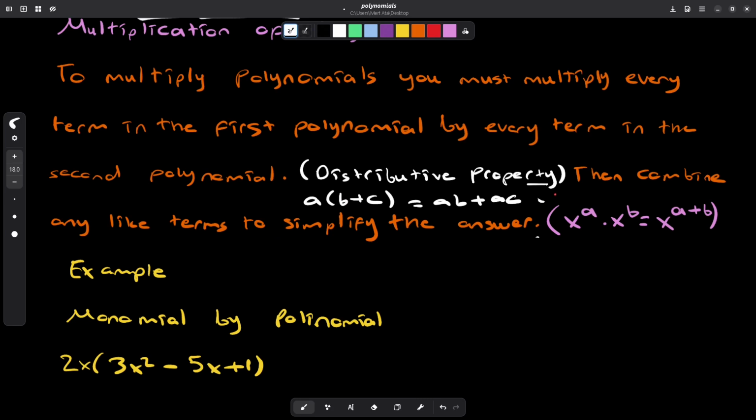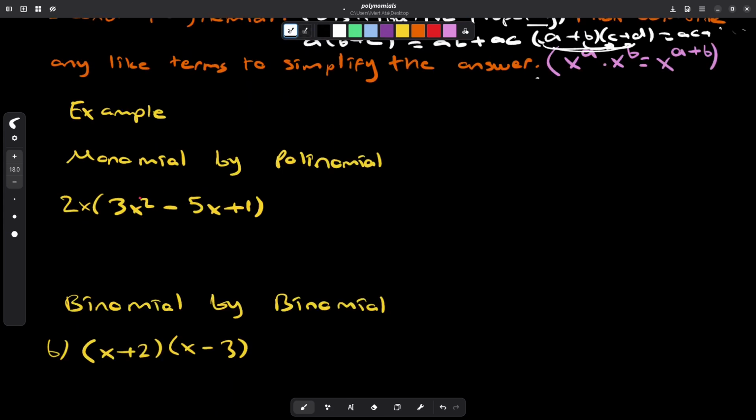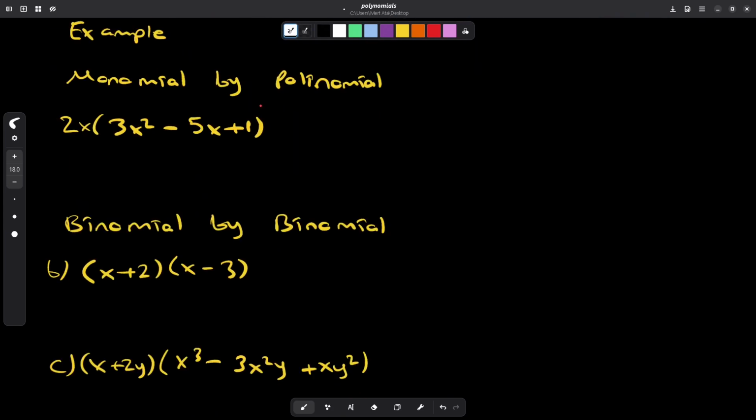We have one more distributive property: a plus b multiplied with c plus d is ac plus, you distribute all over, ac, ad, bc, bd. I don't have enough space for it here. Examples. Let's start with a monomial multiplied by a polynomial. We will distribute, of course, as we said, one by one. 6x cubed minus 10x squared. I'm multiplying one by one, plus 2x.